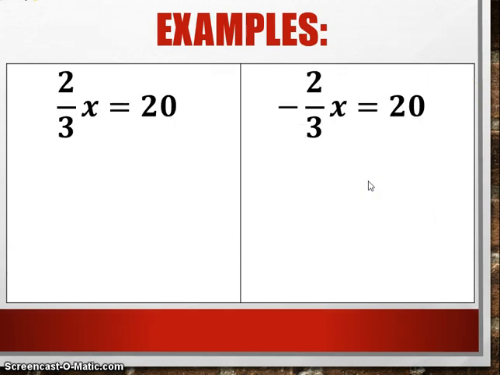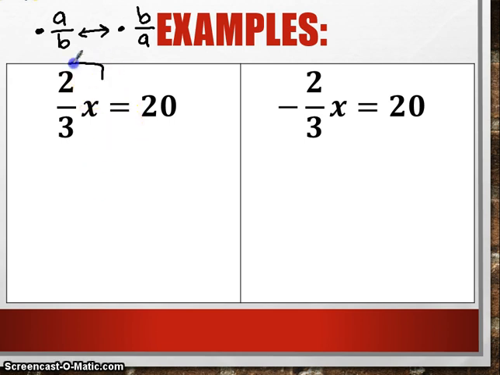Okay, we're going to look at one more set of examples. Now, remember, in this example, we are going to see multiplying a fraction. And the inverse operation of multiplying a fraction is to multiply the reciprocal, the same digits upside down. And I'll show you why we do that in a minute.